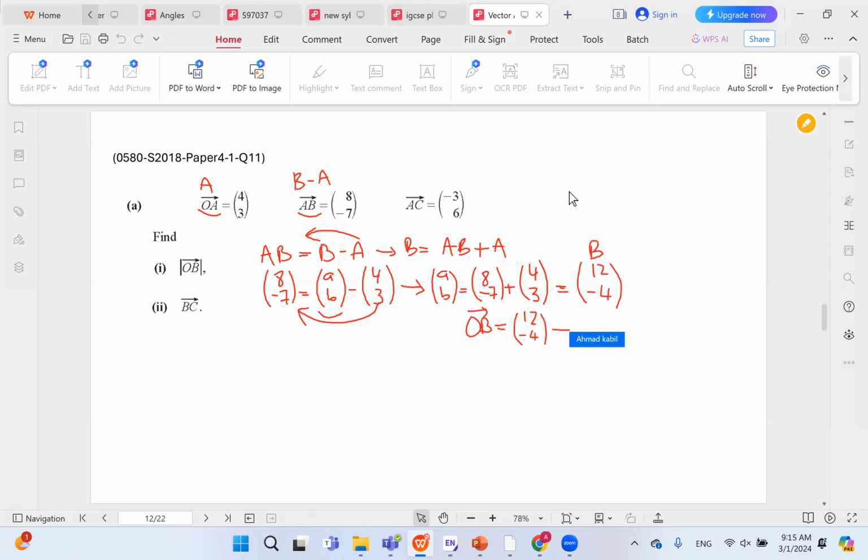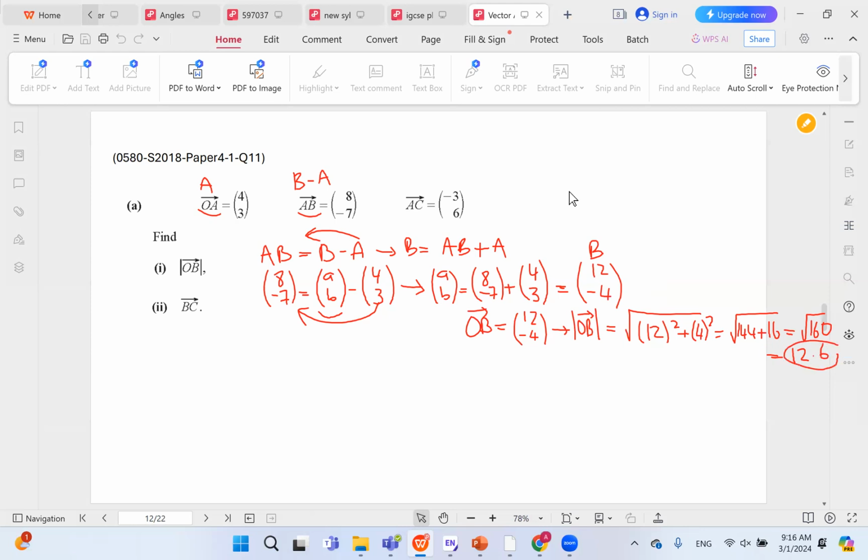And then to get the absolute value of the vector, the magnitude of the vector, all we have to do is do the Pythagorean theorem and ignore the negative as we said before. So 12 squared plus 4 squared. And that would be radical 144 plus 16. So radical 160. You can get it as a decimal using the calculator. Radical 160 would be 12.6. And that would be the final answer for question I.